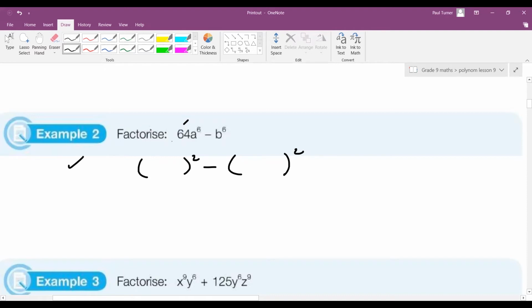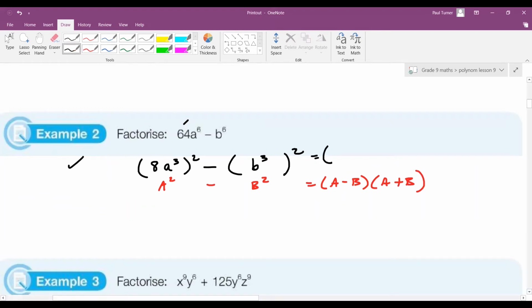So 64 is 8 squared. a6 would be a cubed, wouldn't it? Like that. b6 would be b cubed squared, 2 threes are 6. So because we can make it a difference of squares, this is the better way to do it. Now just write out your difference of squares. Remember, this is a squared minus b squared, which is a minus b, a plus b. So let's write it out here.